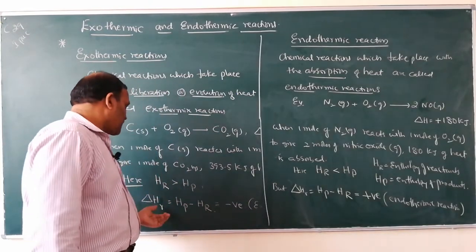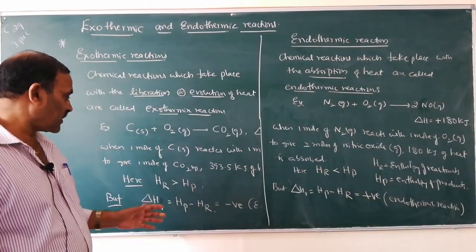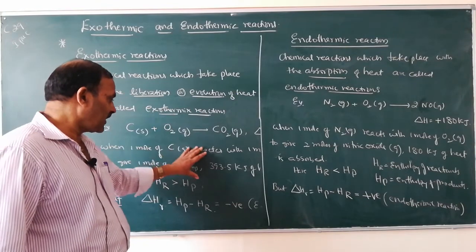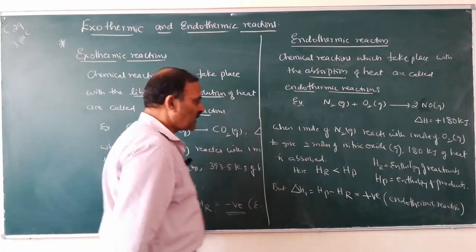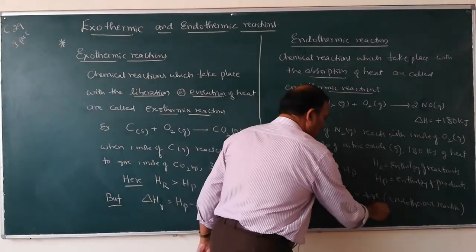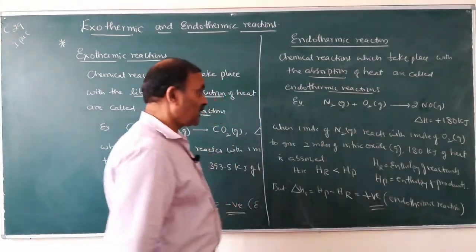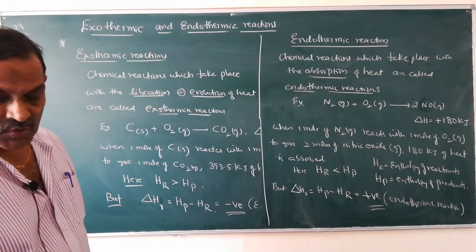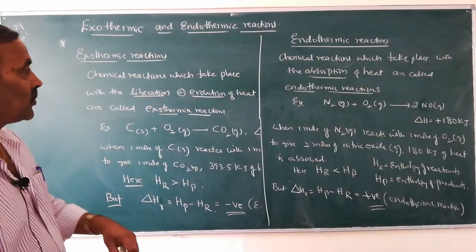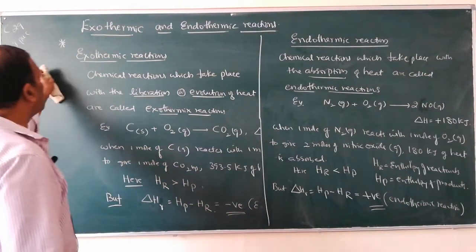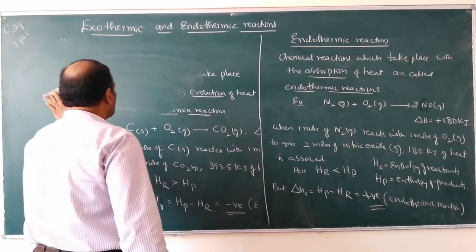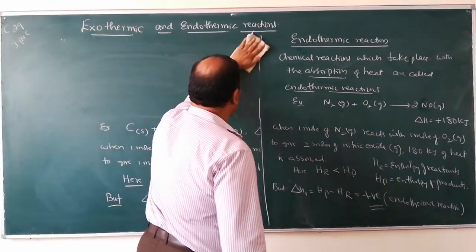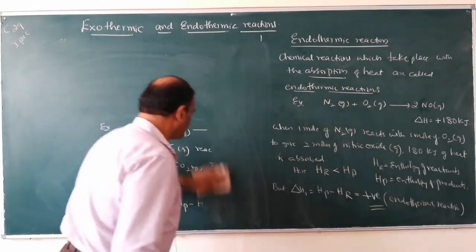So delta H equals HP minus HR. In exothermic reaction, delta H is negative. In endothermic reaction, delta H is positive. So if delta H is negative, you have to know that it is an exothermic reaction. If it is positive, you have to know that it is an endothermic reaction.